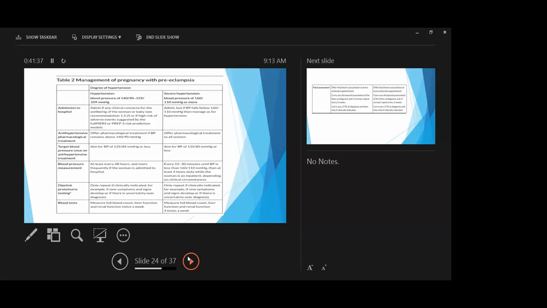You said that admit for any clinical concern. Yes, moderate to severe, they have to be admitted for monitoring. And if the blood pressure then comes down to that level, 135/85, and there is no proteinuria, then you send the woman home, with the instruction to again monitor blood pressure like that.